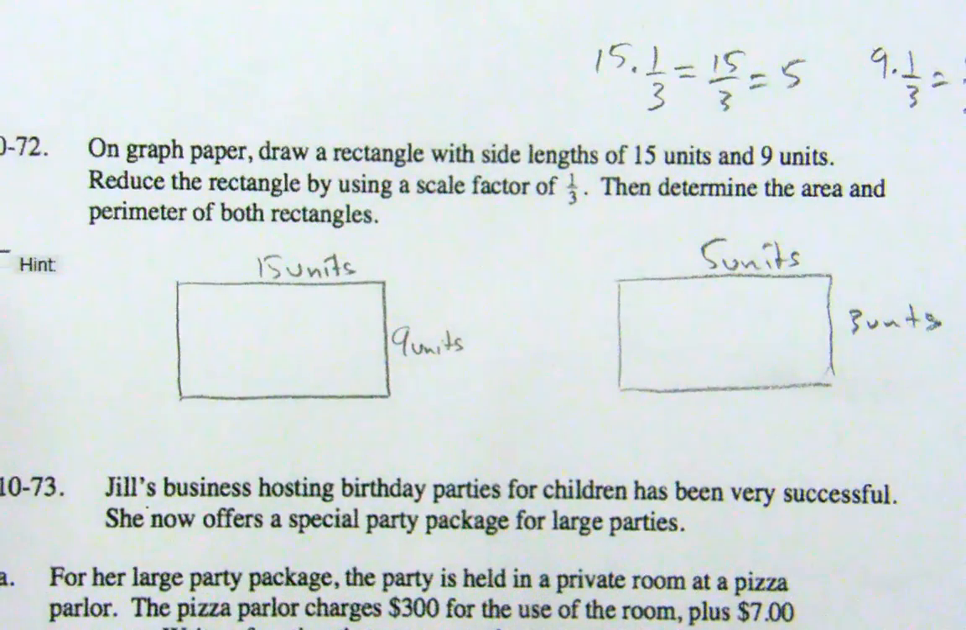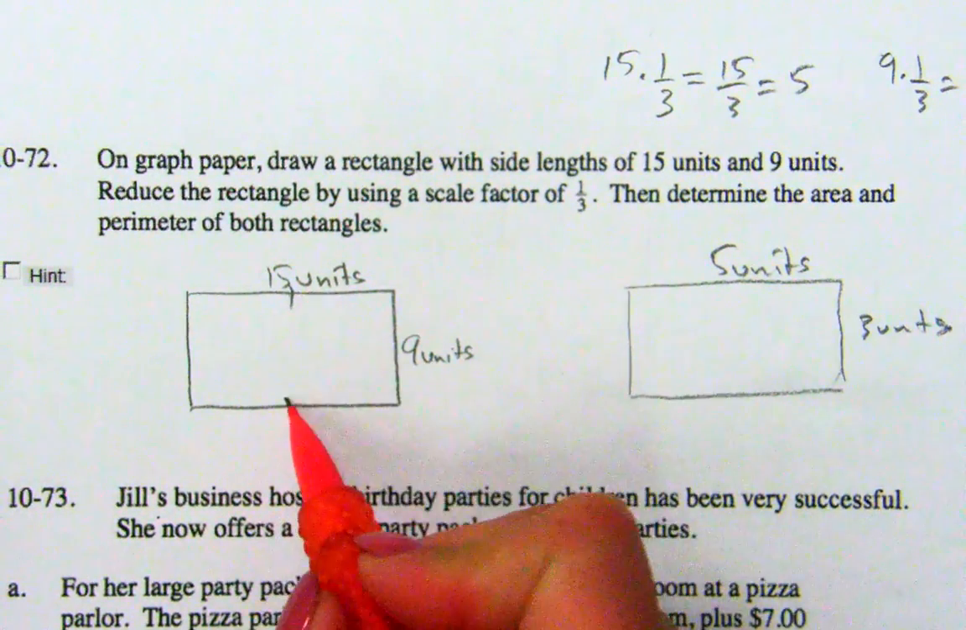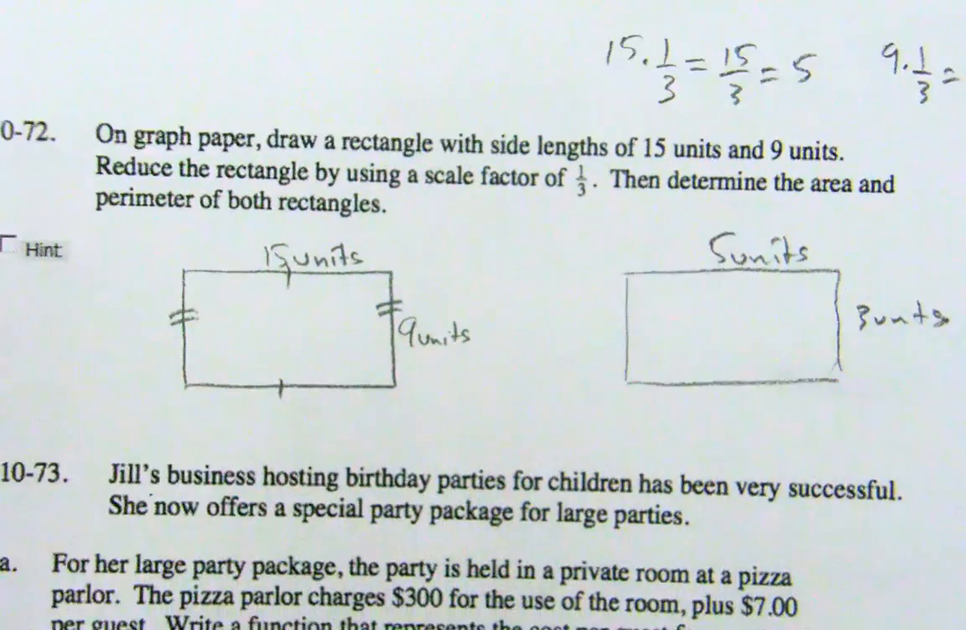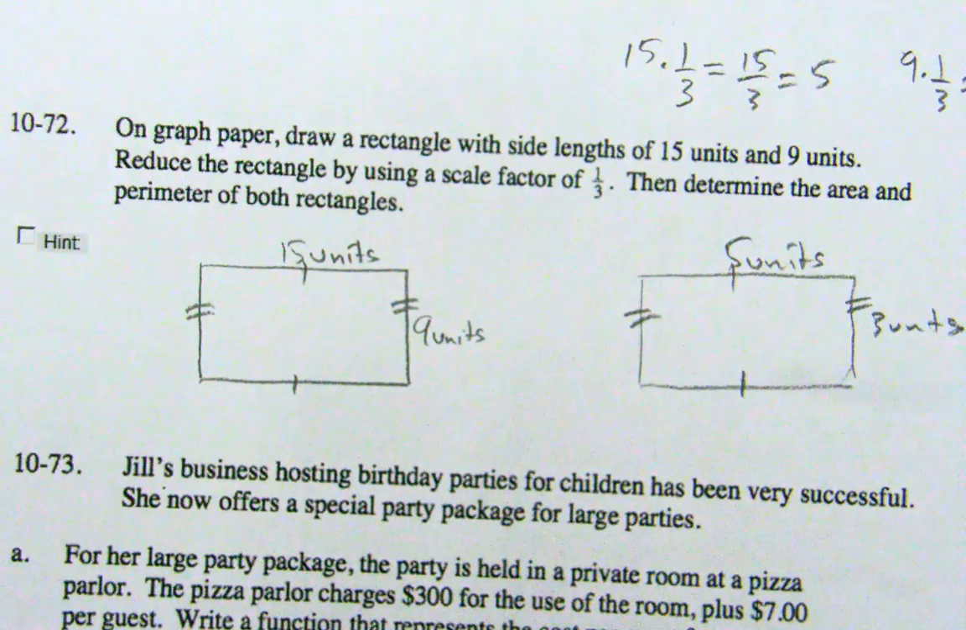Okay, determine the area and perimeter of both rectangles. I'm pretty sure you can handle this yourself. Remember, it is a rectangle, not a square, so opposite sides are going to be congruent. And yeah, you should be able to finish this on your own. Okay.